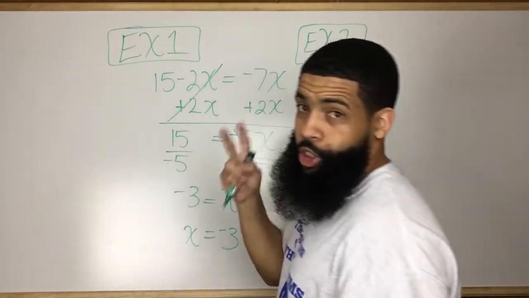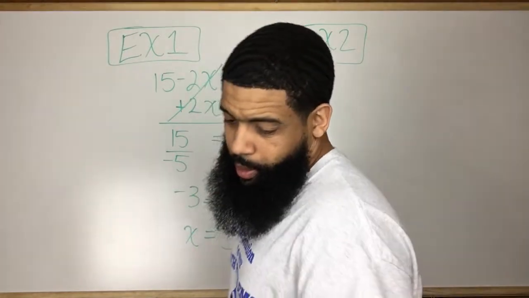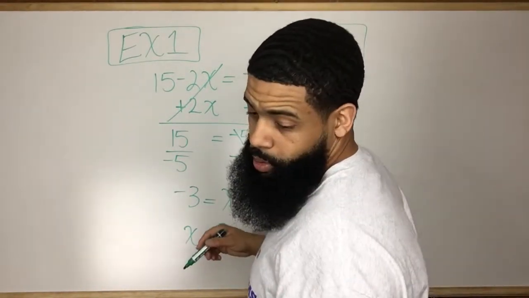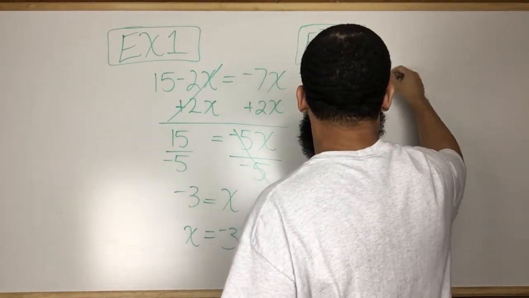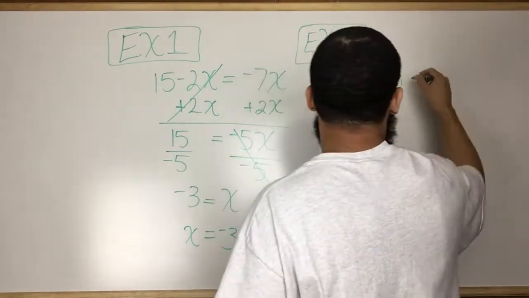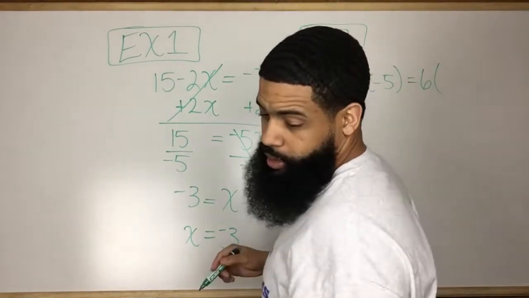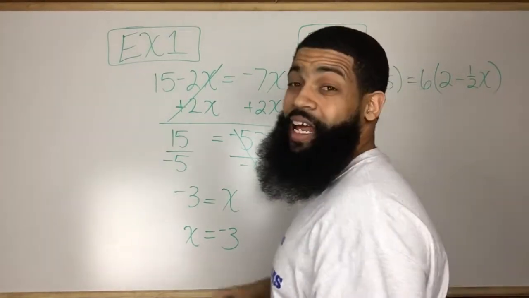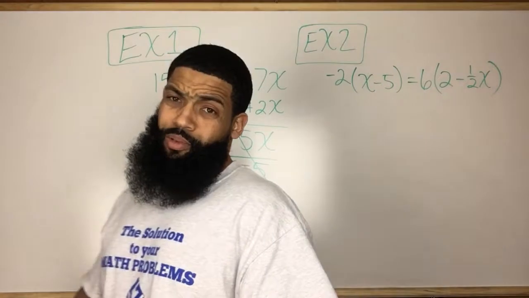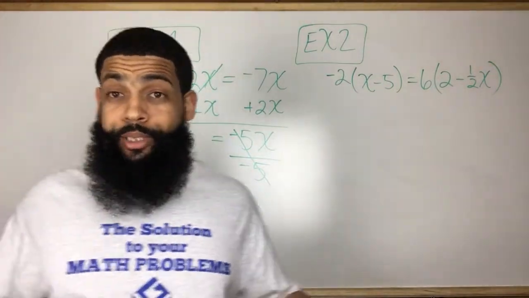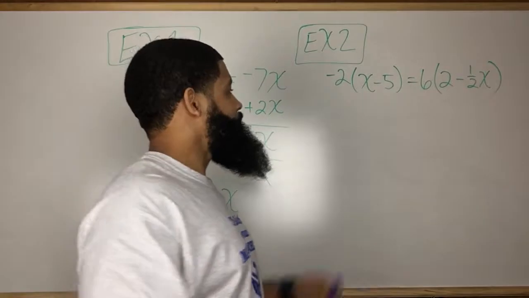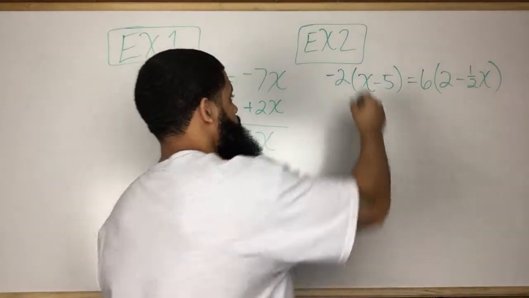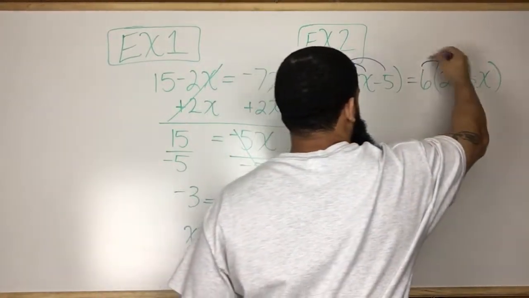Example number 2. This one is rather lengthy, so we're going to say negative 2x minus 5 is equal to 6 times (2 minus 1/2 x). Now that's a lot going on in that problem. But we're going to break it down to the bone. Notice the distributive property is going to have to take place on both sides of the equal sign. So we're distributing this here and there, this here and there.